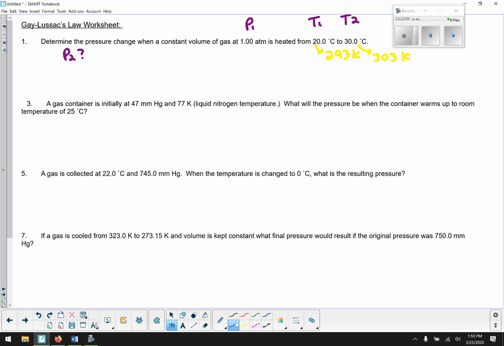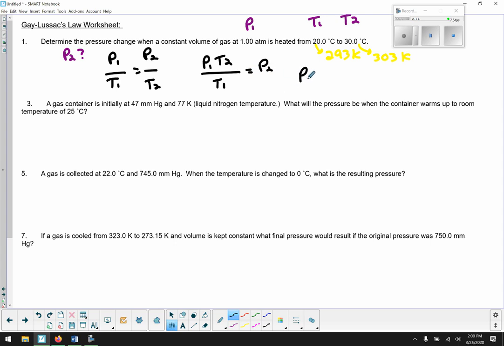Here we go. We're going to be using Gay-Lussac's equation, which is P1 over T1 equals P2 over T2. Temperature always goes on the bottom for both Gay-Lussac's and Charles' law, and for the combined gas law, which we'll see. So we're looking for the second pressure. So we'll rearrange by multiplying both sides by the second temperature. So P1 times T2 divided by T1 equals P2.